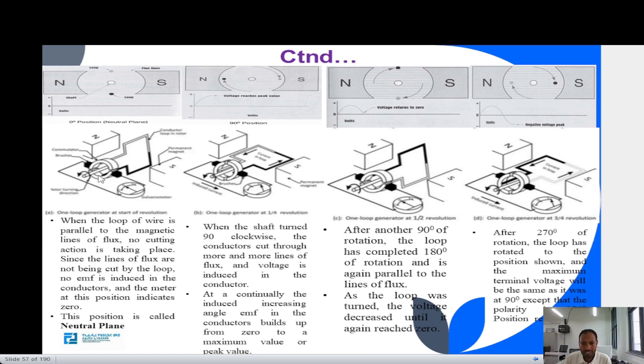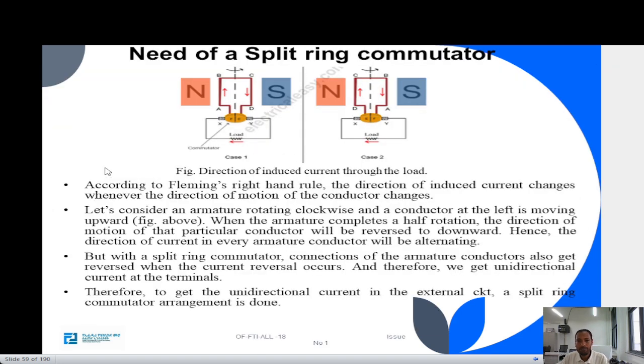What is the purpose of this split ring commutator? According to Fleming's right-hand rule, which we have seen previously, the direction of the induced current changes whenever the direction of the motion of the conductor changes. Now, if you see this diagram, we have one loop connected in between north and south, and there is a commutator segment. F is connected to the AB segment and E is connected to the CD segment.